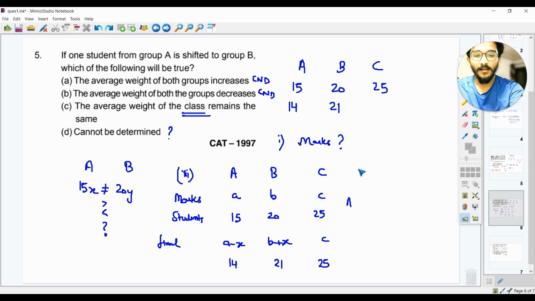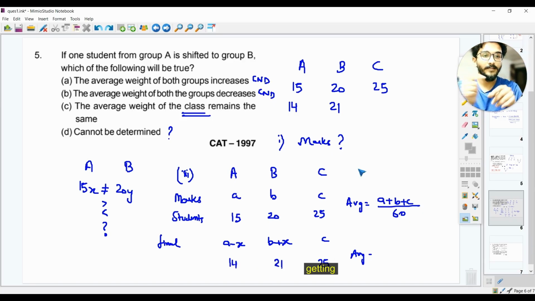Is that clear? How can you calculate the average of all the sections together? You will add all the marks with respect to all the students. Same goes for them. Now, when you are calculating the average for the final data, you can clearly see A minus X plus B plus X plus C. X is getting cancelled out. You will say that the final sum is same, final strength is same, so the average will remain same.